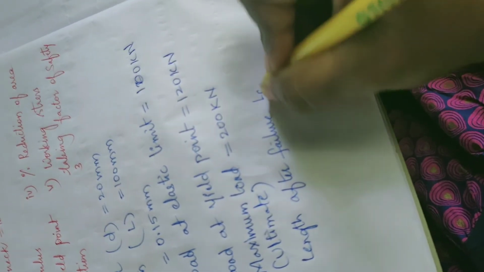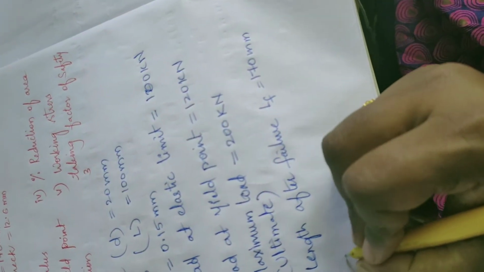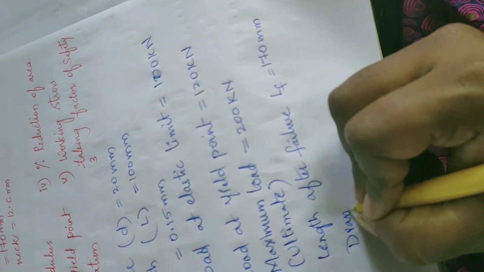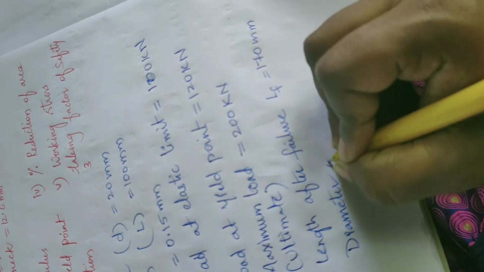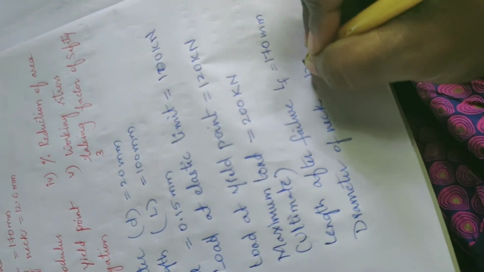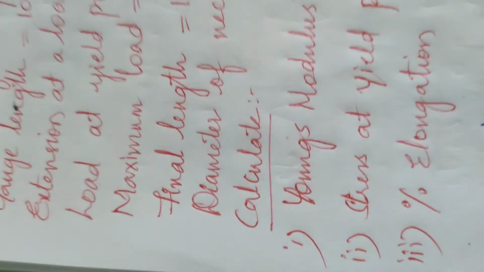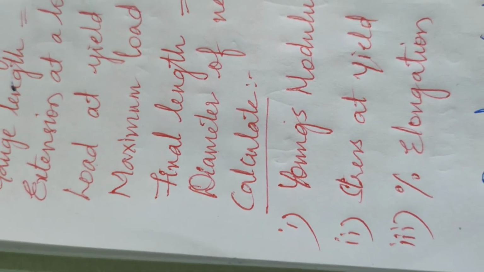So that is 170 mm. Next, diameter of neck. This is also after failure. This is 12.6 mm. Now, let us go one by one. So first let us find Young's modulus.